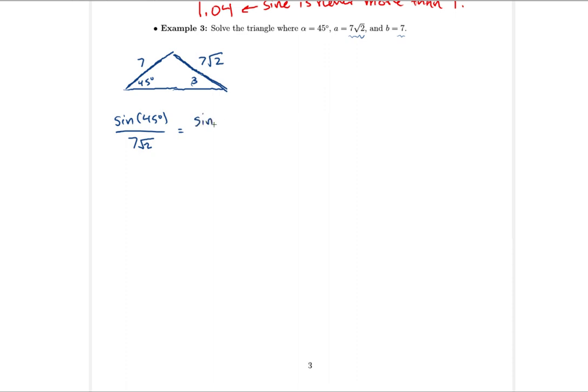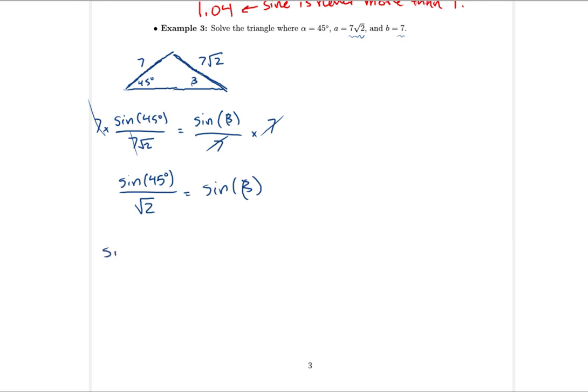So we'll say the sine of beta divided by 7. All right, we can multiply by 7 on both sides. You get a little cancellation there, right? So this will be the sine of 45 degrees divided by the square root of 2 is equal to the sine of beta.